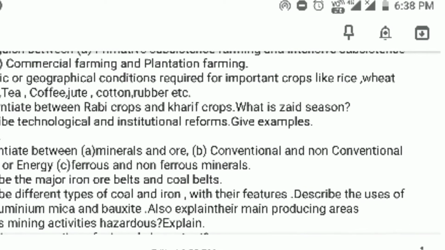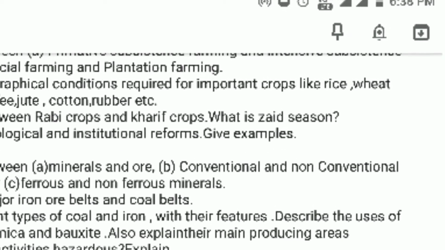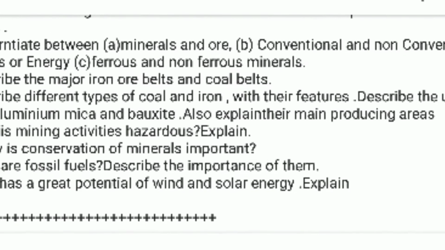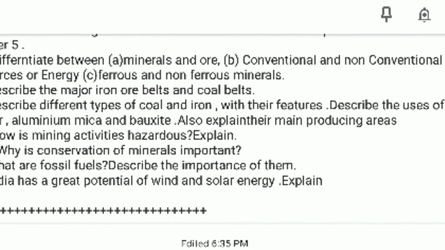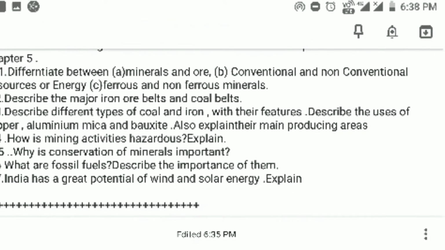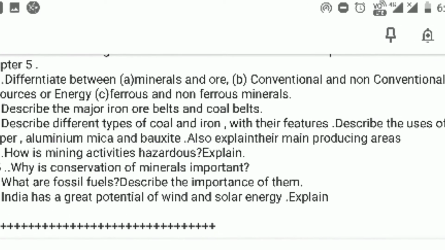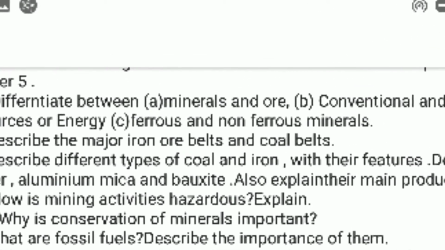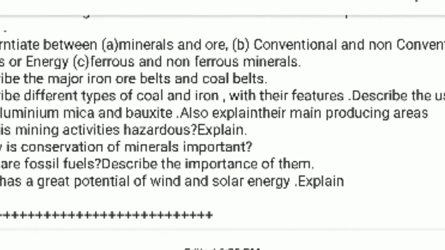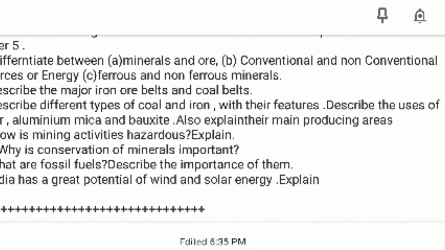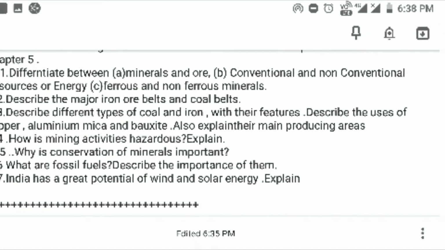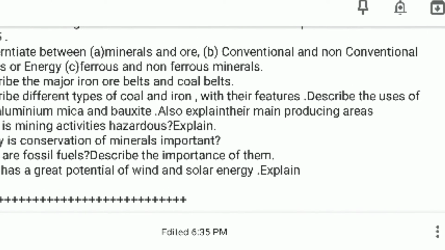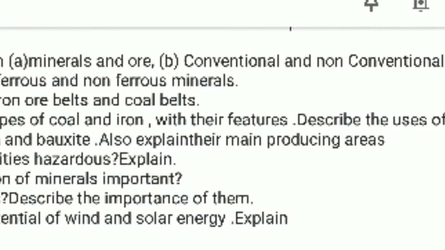That way you have to prepare the different types of coal and iron. Then copper, aluminium, mica, bauxite. Where are they found? Major producing states, and what are their important uses? How are mining activities hazardous, harmful? What is the bad effect of mining may be asked. Why should we conserve minerals? Why is mineral conservation important? Why should we protect them?